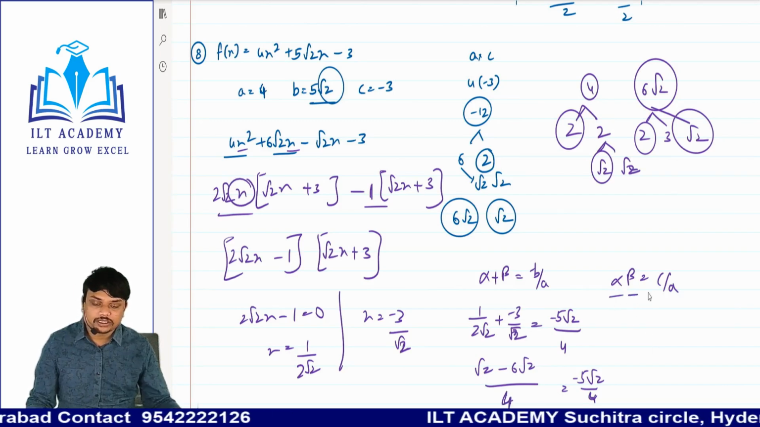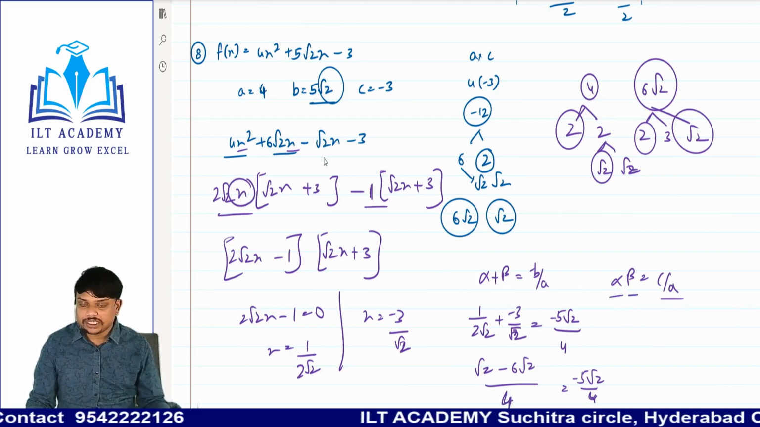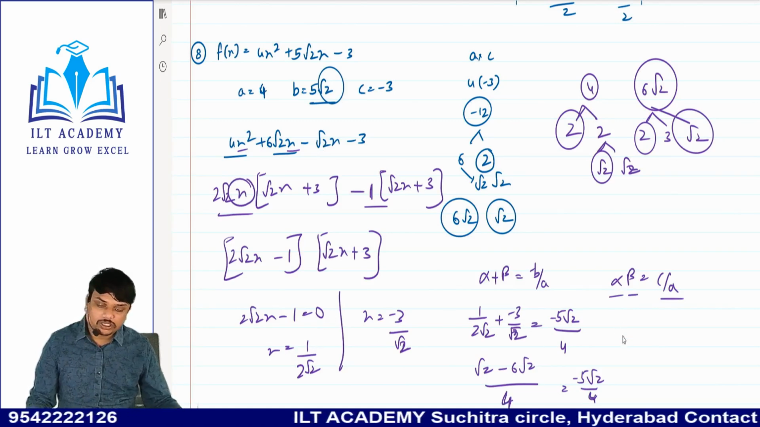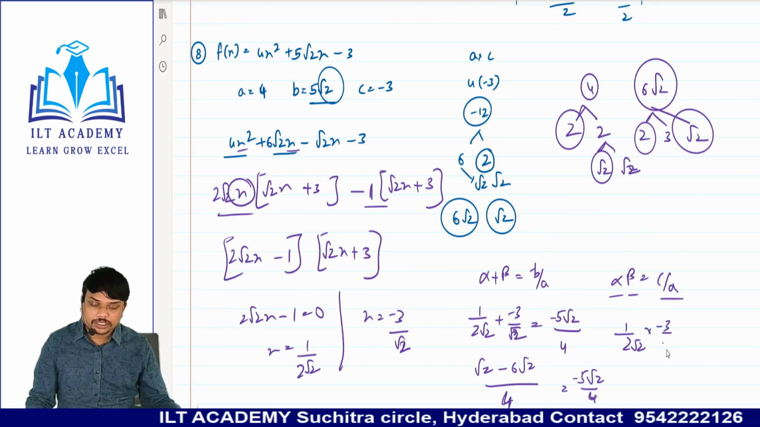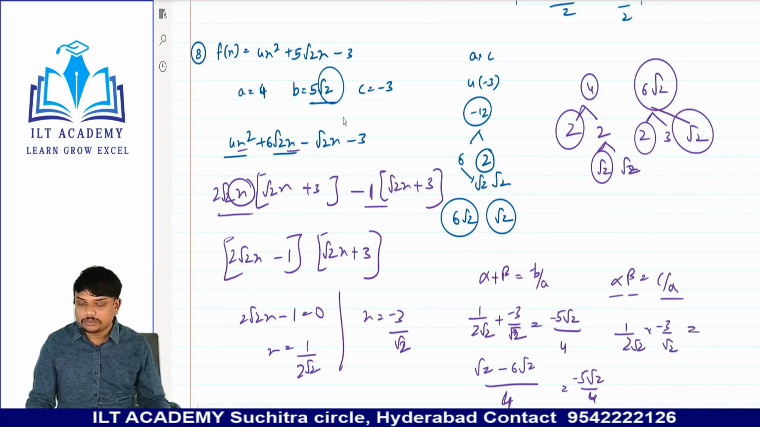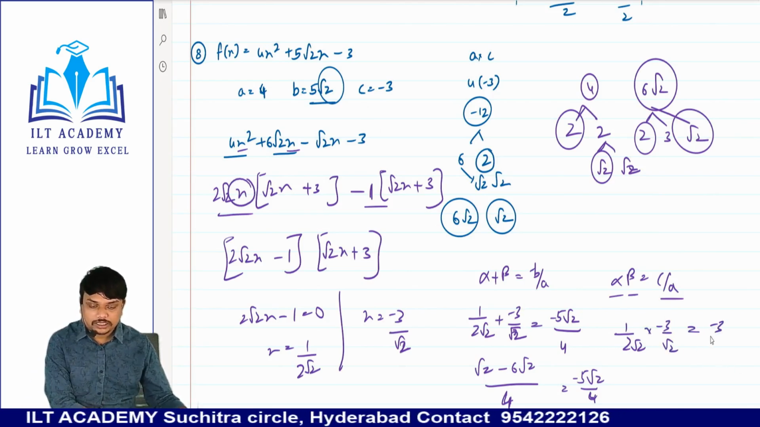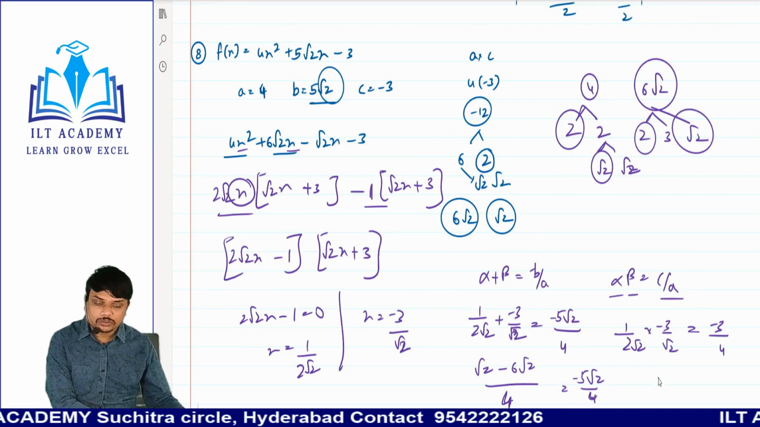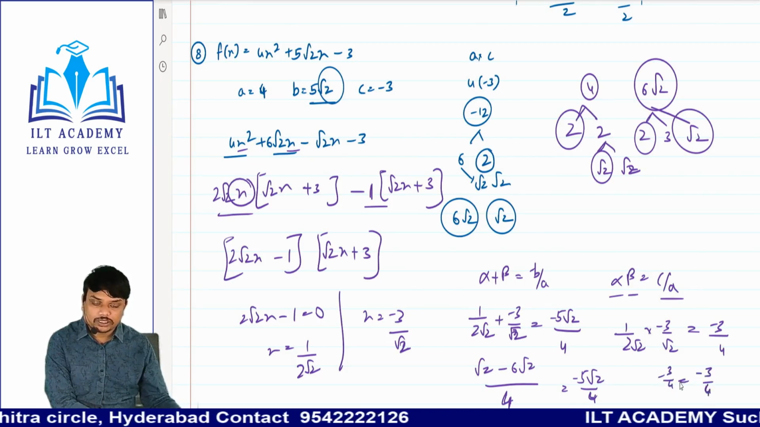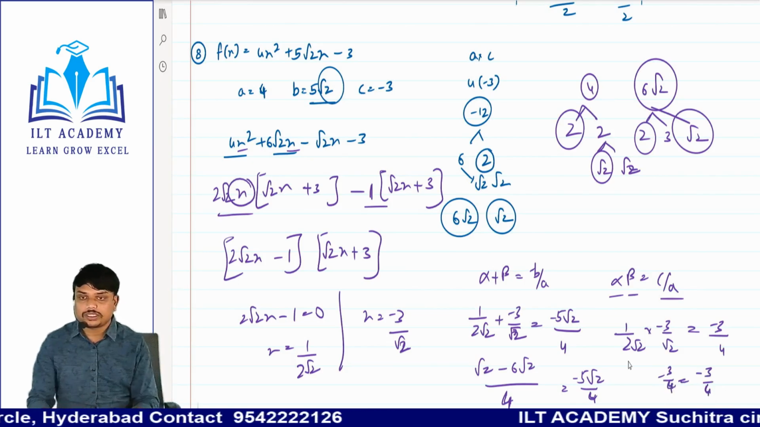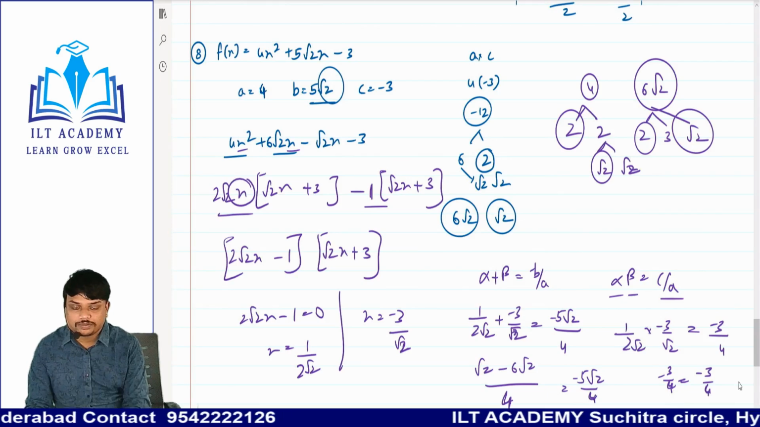Here alpha beta is equal to what? C by a. Alpha into beta is equal to c by a. Alpha is equal to what? 1 by 2 root 2. Beta is equal to what? Minus 3 by root 2. Equal to c by a. C is what? Minus 3, a is what? 4. So minus 3 by 4 is equal to minus 3 by 4. Clear any doubts? Clarity is there?